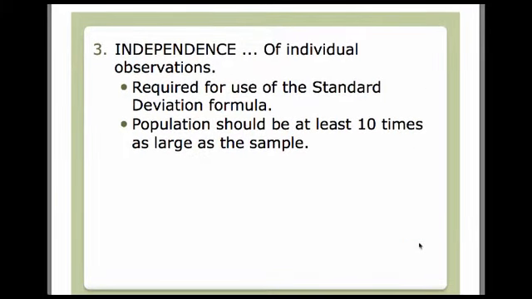And the last condition is the independence requirement. This would be of the individual observations themselves. It's required for use, of course, of the standard deviation formula. Remember that sigma over square root of n formula. And along with that goes the fact that the population needs to be at least 10 times as large as the sample. So it's almost like some of the things we talked about before tying into the independence itself.